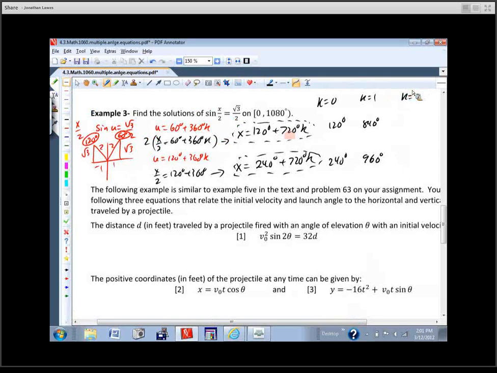If I plug in k equals 2, what do I get out of this right here? 1440 plus 120. It's already too big. Same thing will happen here. So I can stop right there. I don't need to go any further. Those are the 4 answers to this problem that fit in that interval.